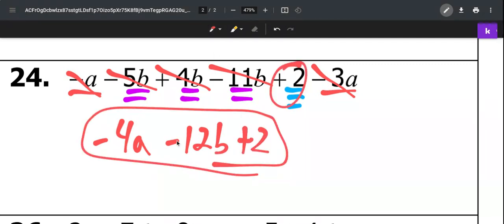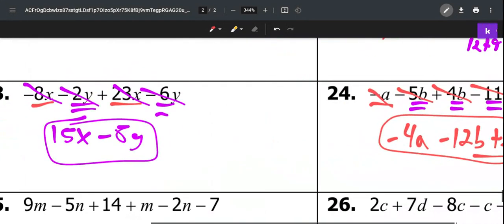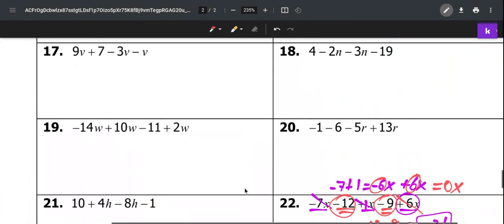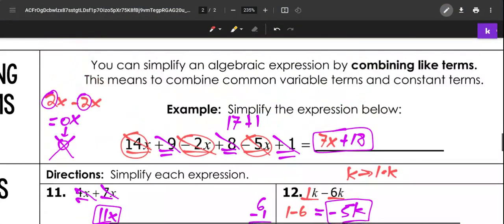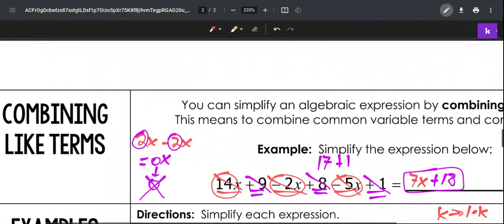All right, so that is the lesson. Work on the homework. And if you run into trouble, not the end of the world, but that is combining like terms.